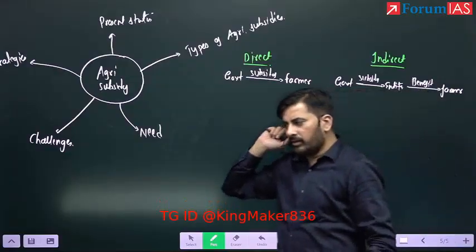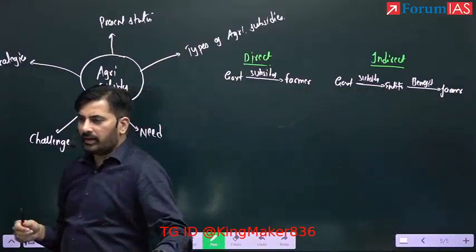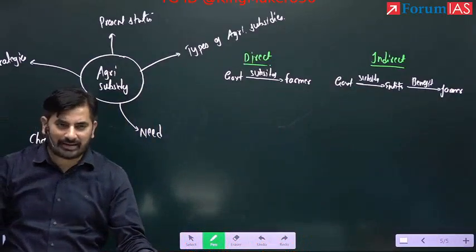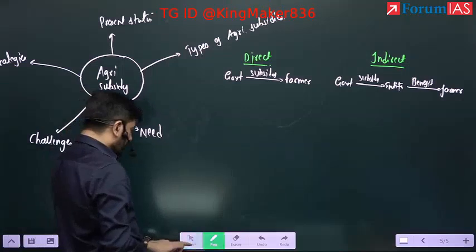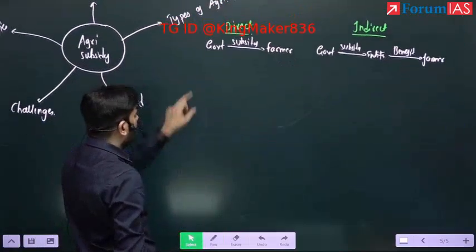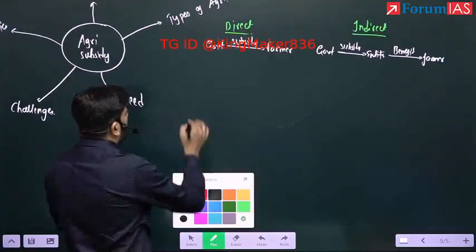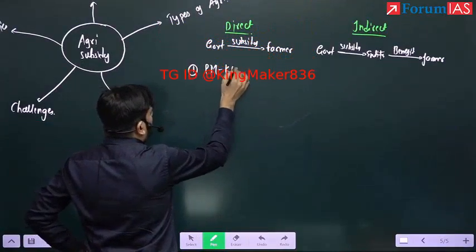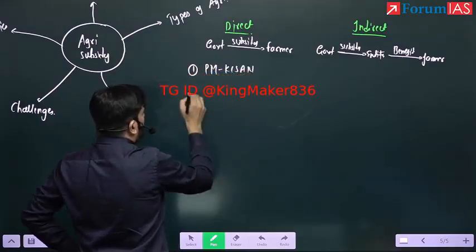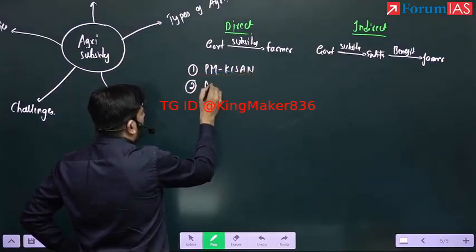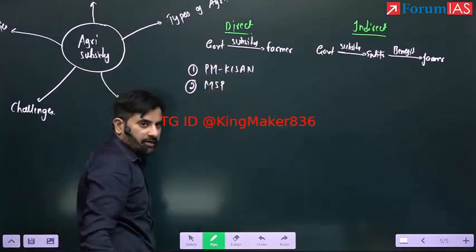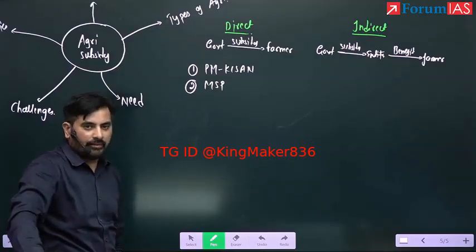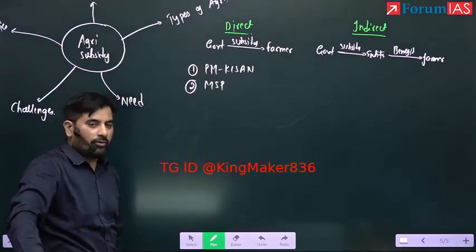We can talk about KCC, Kisan Credit Card, where we are providing interest subvention. So we'll cover all these examples of direct and indirect subsidies. Number one, you have PM Kisan. Second, can I also say MSP is a kind of direct subsidy? Because we are purchasing agriculture commodities from the farmers if their price falls below the MSP.